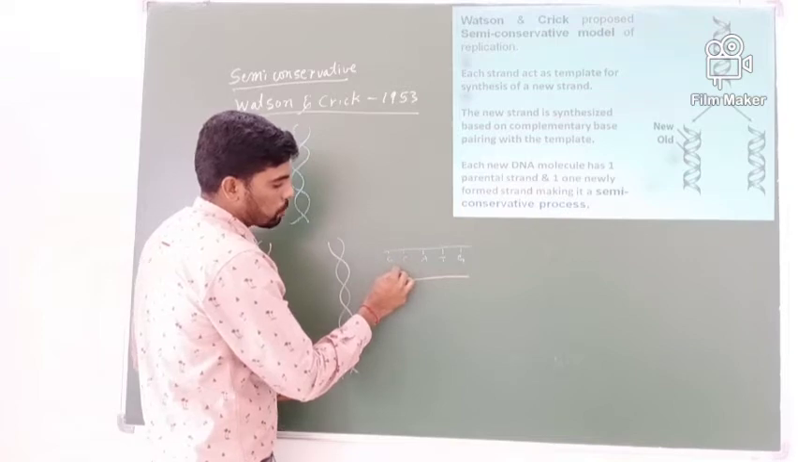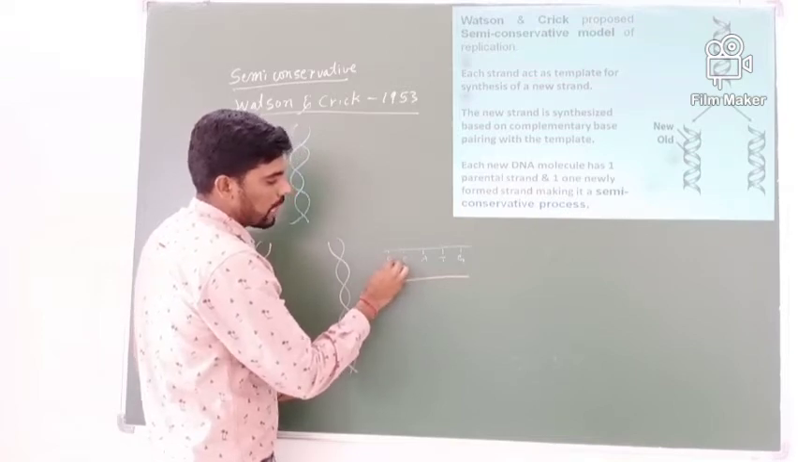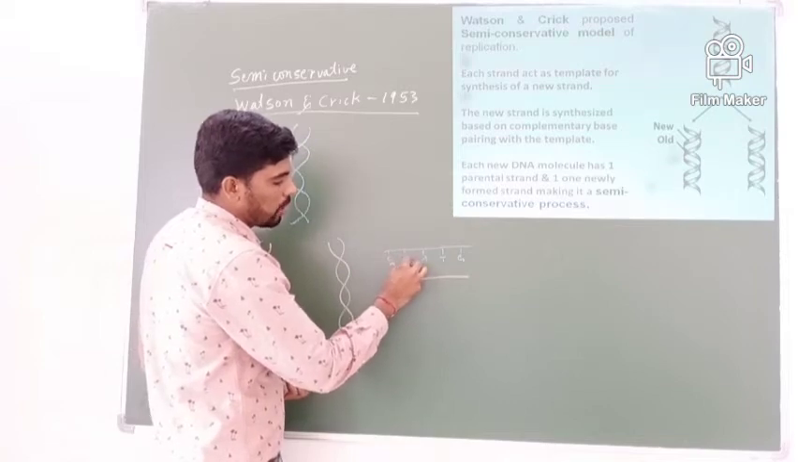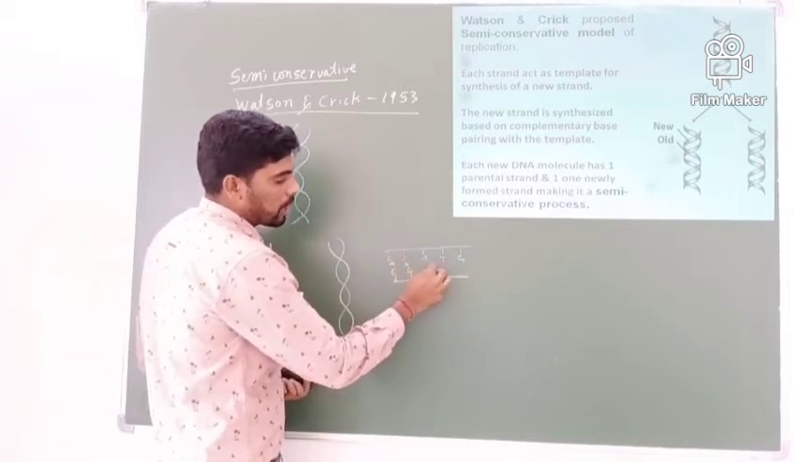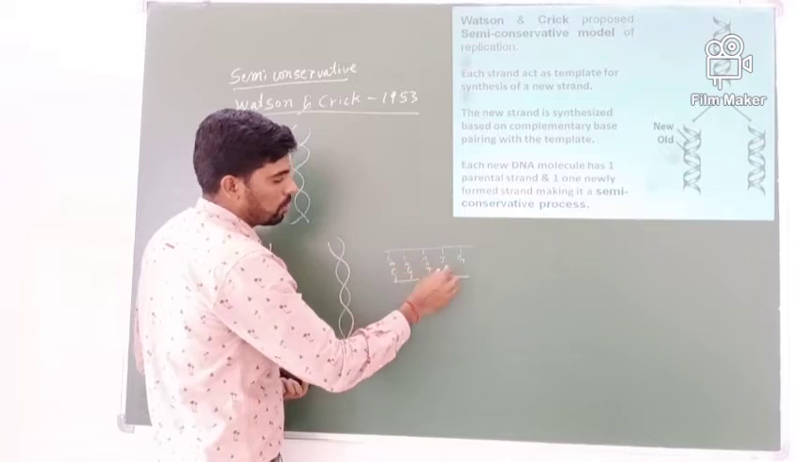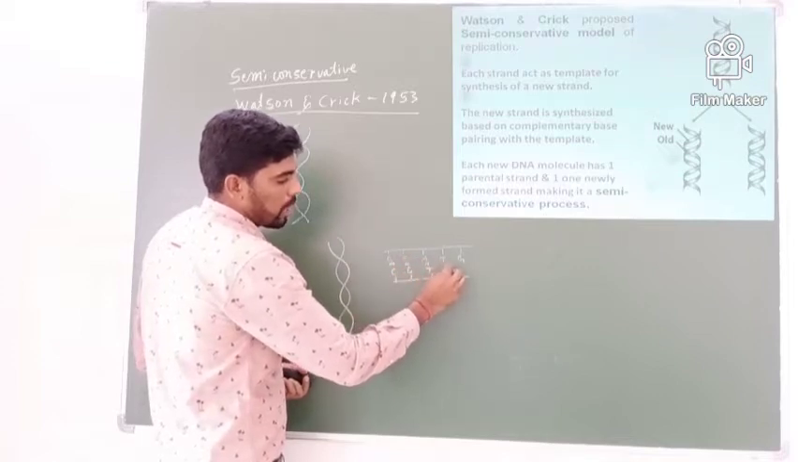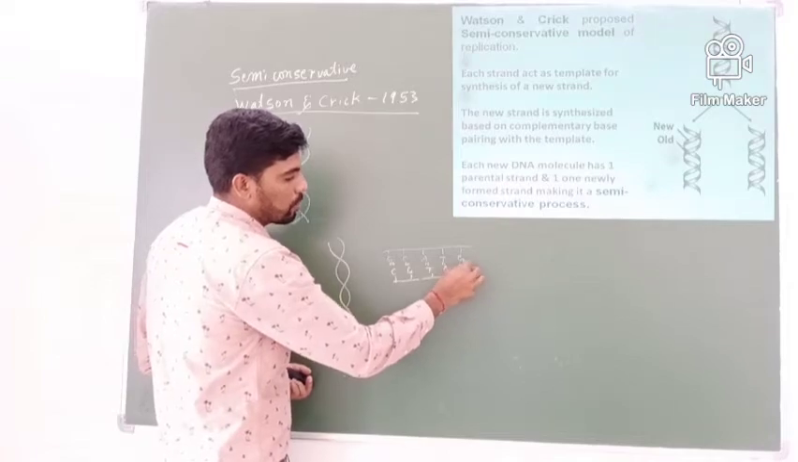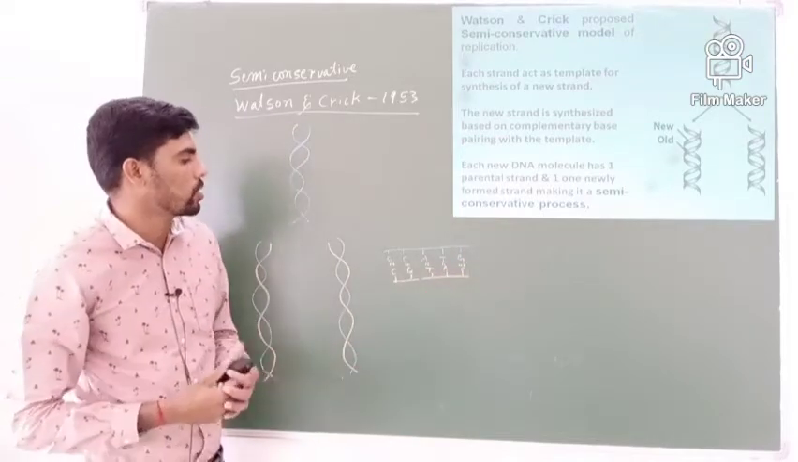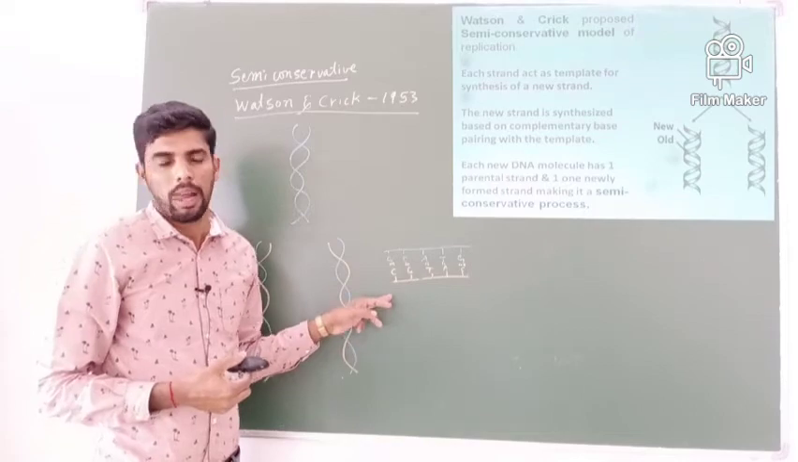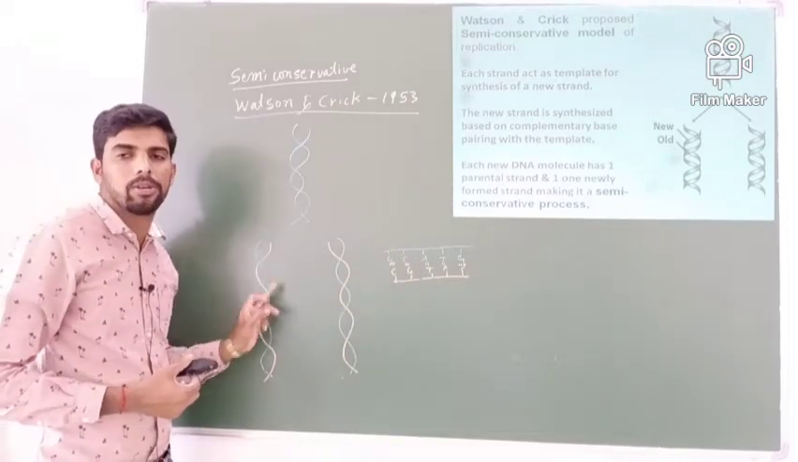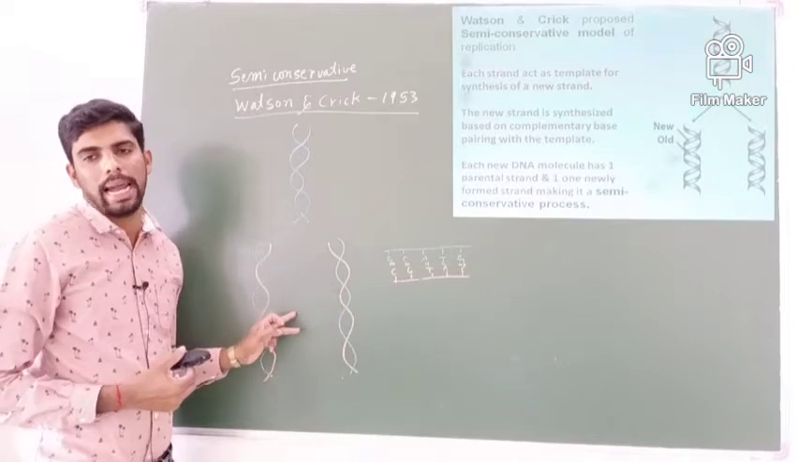base pairing, guanine pairs with cytosine with 3 hydrogen bonds, cytosine pairs with guanine with 3 hydrogen bonds, adenine pairs with thymine with 2 hydrogen bonds, thymine pairs with adenine with 2 hydrogen bonds, guanine pairs with cytosine with 3 hydrogen bonds. These are called the complementary base sequence. Based on these criteria, the template strand produces the new DNA strand.